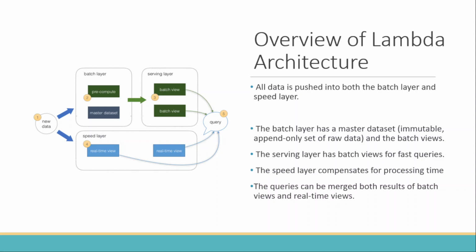There are three major components that exist to balance the high latency of batch analytics with the less complete data from streaming analytics. The batch layer has a master data set, which could be an immutable, append-only set of raw data, and the batch views. The serving layer also has the batch views for faster queries. The speed layer can compensate for the processing time, and the queries can be merged, including the results for both the batch views and the real-time views.